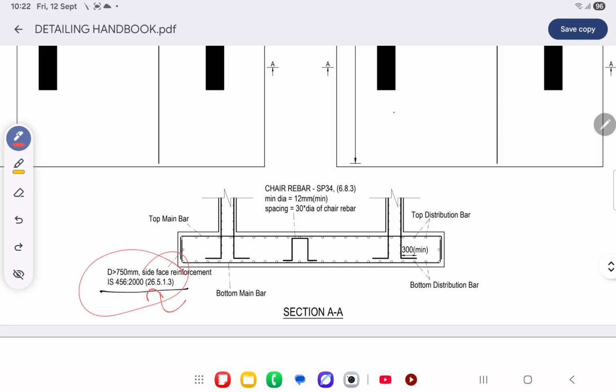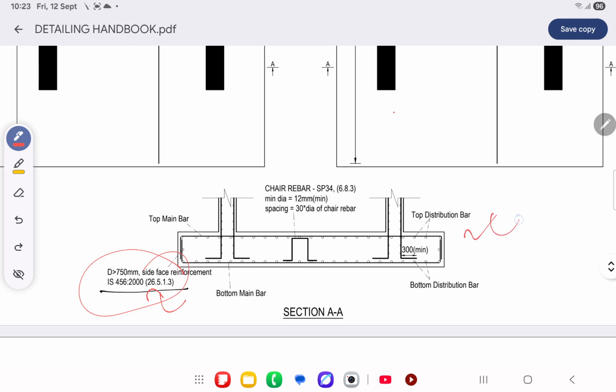According to IS 456:2000, if the depth of the beam or the depth of the slab is greater than 750 mm, then side reinforcement has to be provided. If you do not provide the side reinforcement when the thickness of the slab or beam is more than 750 mm, what will happen? Then it will fail in shear. So it is very important to provide the side reinforcement.